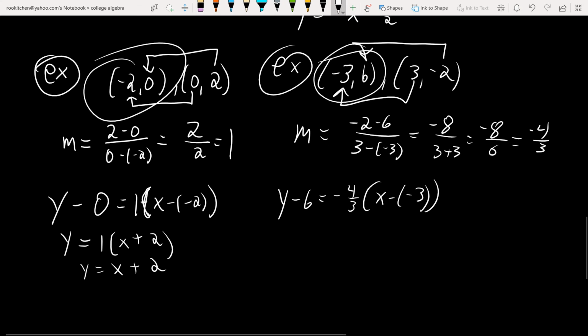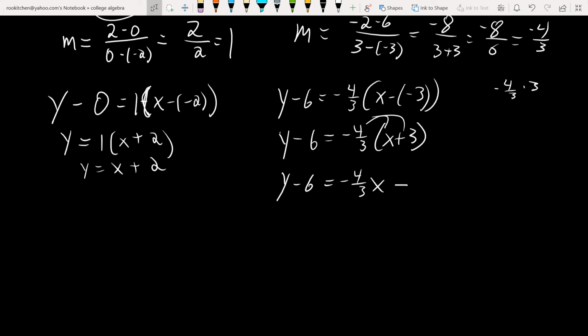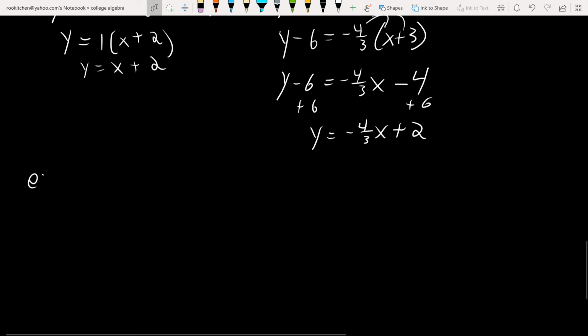Okay. And then clean it up. Okay. Then I'll distribute. Negative 4/3 x. So what is negative 4/3 times 3? It's the same as times 3 over 1. The 3's will cancel. Negative 4. So it's just minus 4. Add 6 to both sides. It's negative 4/3 x plus 2. One more. So this time they're going to give us a point and the x-intercept.